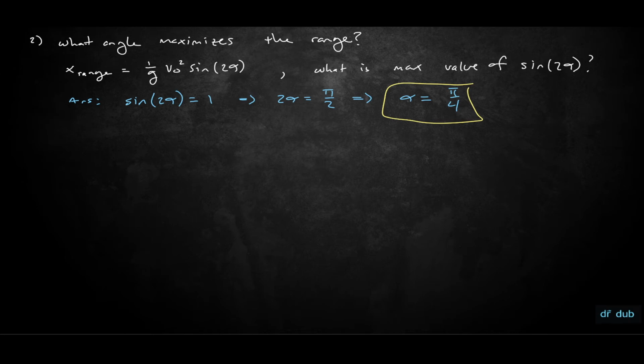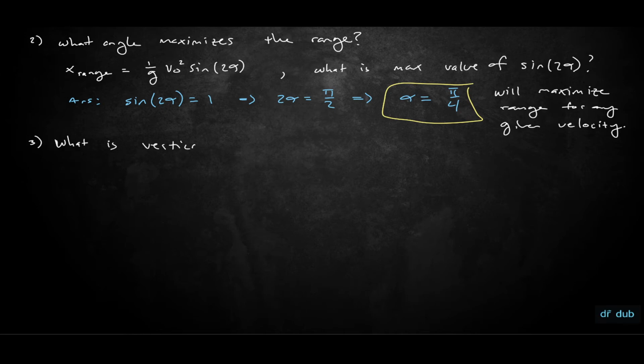So we'll maximize range for any given velocity. So that's good to know. What else can we say? Maybe how high does it go? What is the vertical range? Could phrase it that way. What is the vertical range?